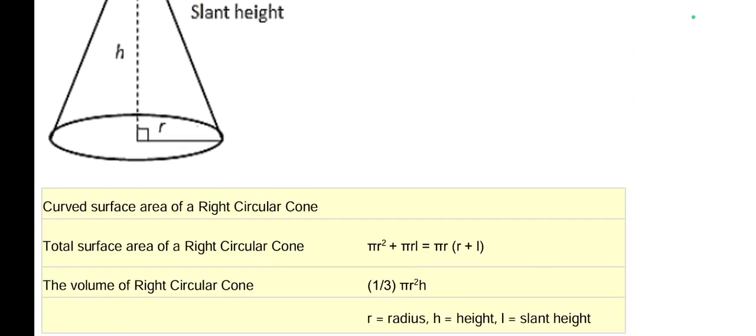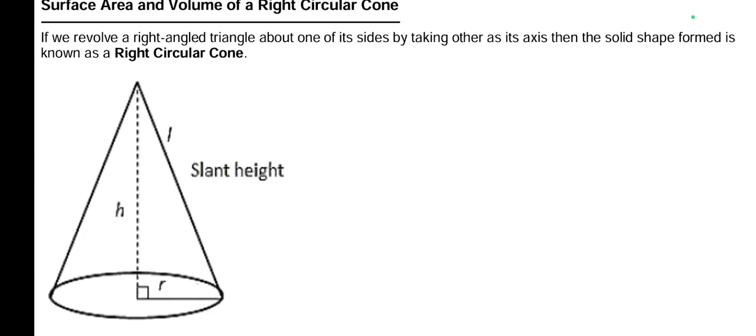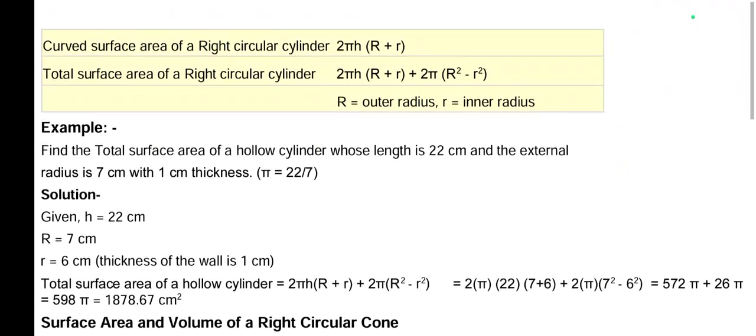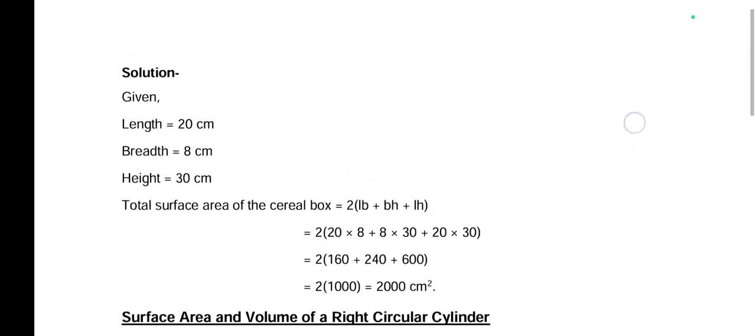When you have to find the curved surface area of a cone, it is pi r l. Total surface area is pi r l plus pi r square. You can take pi r as common, so it is pi r into bracket r plus l. These are the topics which we discussed in this video, and in the next video we will discuss the special concept which is called volume.